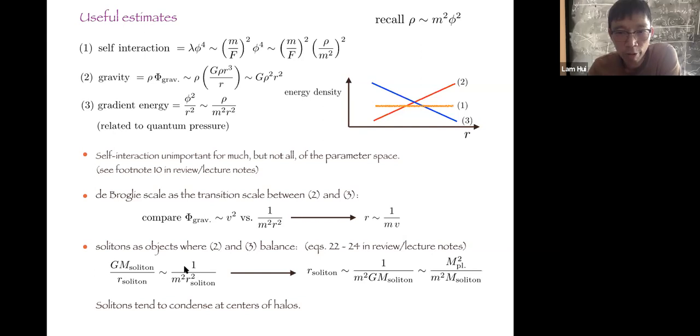And if they are equal, I can read off the size of the soliton, which is of this size. And if you like natural units, which I do, this is of the order of m Planck squared over the axion mass squared and the soliton mass. And you can easily see it has the correct mass dimension to be the size of the soliton. Okay, any questions about that?